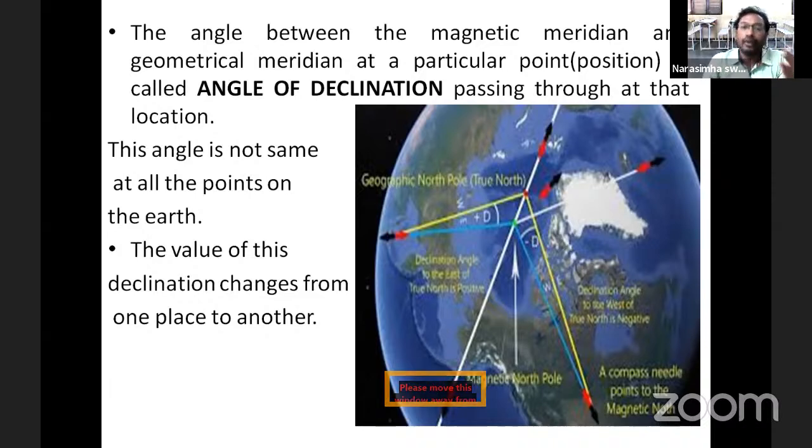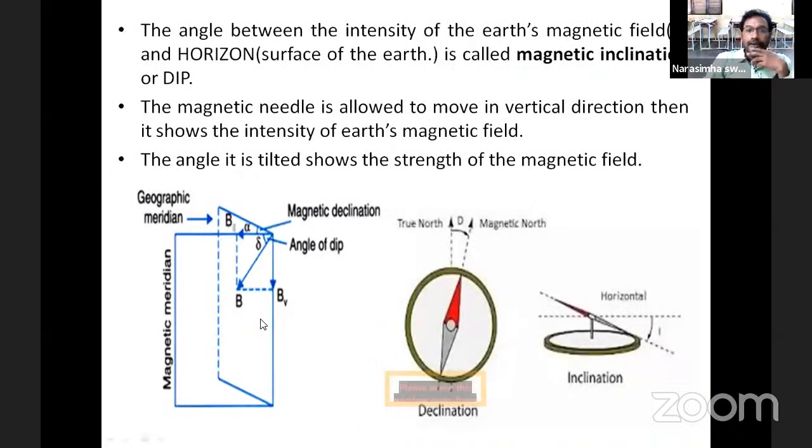This is the angle of declination. It changes from position to position. So the angle is not the same at all the points on the earth, and the value of this declination changes from place to place. Okay, so here is another point: the angle between the intensity of Earth's magnetic field and the horizon, that is, the surface of the Earth. See, this is very important. This is inclination.